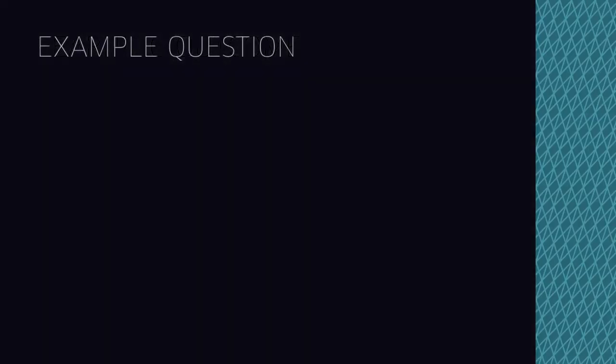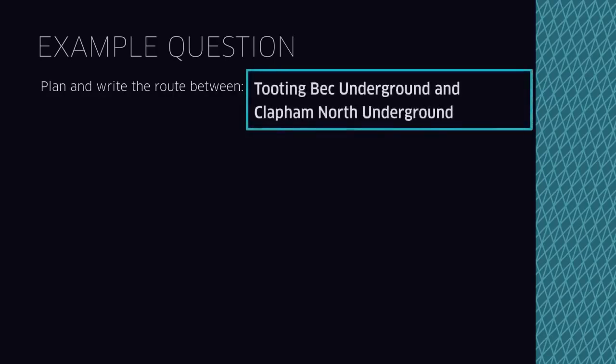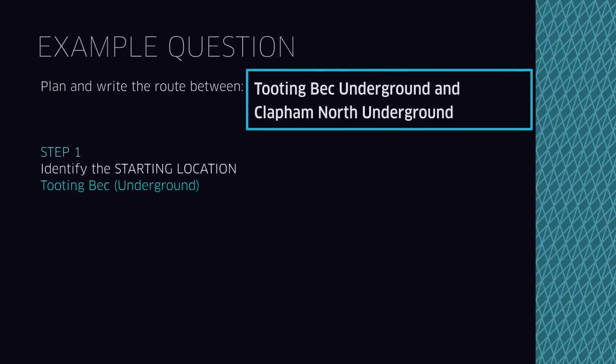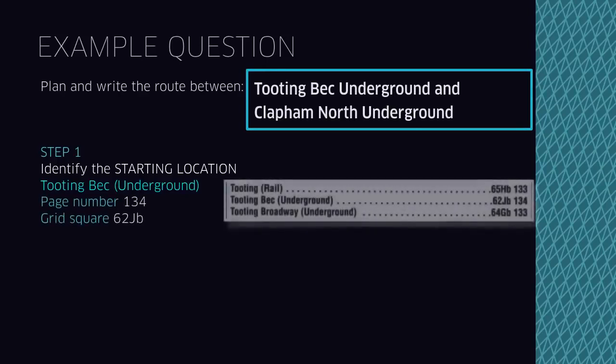Module 2. Let's run through an example question. Planning a route between Tooting Bec Underground and Clapham North Underground. Step 1. Turn to the index to find our starting point, Tooting Bec Underground. In this example, our starting point is a train station, so this will be listed in the train station section of the index, listed on page 134.